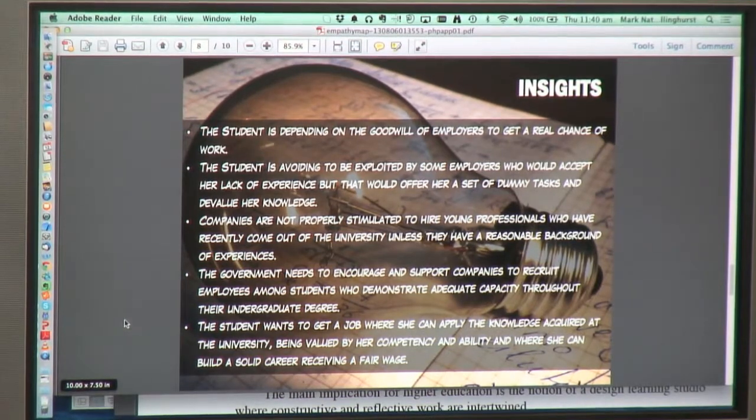The students depending on the goodwill of employees to get a chance of work. The student wants to get a job where she can apply the knowledge acquired at university, being valued by her competency and ability, and where she can build a solid career receiving a fair wage. Companies are not popularly stimulated to hire young professionals who have recently come out of university unless they have a reasonable background of experience. So a few insights gathered from there.